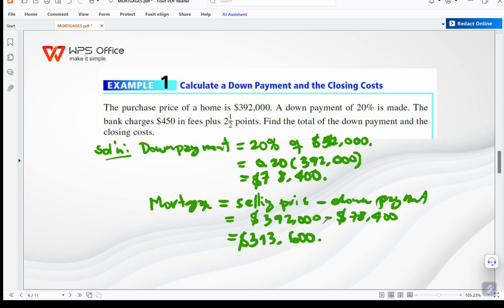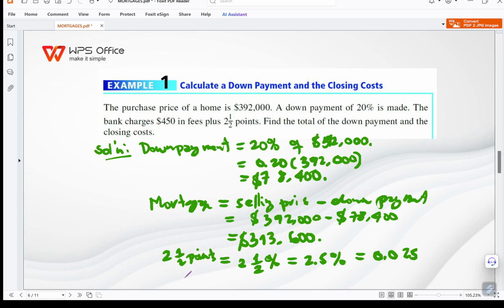Now the next step is to calculate the charge for points. The bank charges $450 and another 2.5 points from the mortgage. So 2.5 points is the same as 2.5%, and that is basically equal to 0.025.